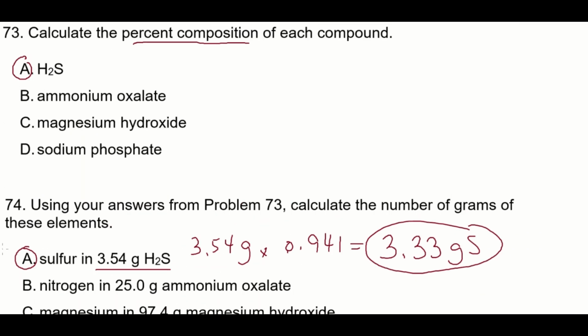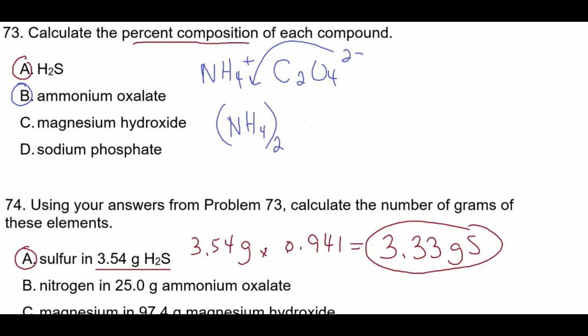All right, now let's go to ammonium oxalate. We'll need the formula to get the percent composition. Ammonium is the polyatomic ion with a 1 positive charge, and oxalate is C2O4 with a 2 negative charge. I'm going to crisscross these to get the ratios of these ions. So we're going to have 2 ammonium ions for every oxalate ion. So we'll need parentheses. So there's your formula for ammonium oxalate.